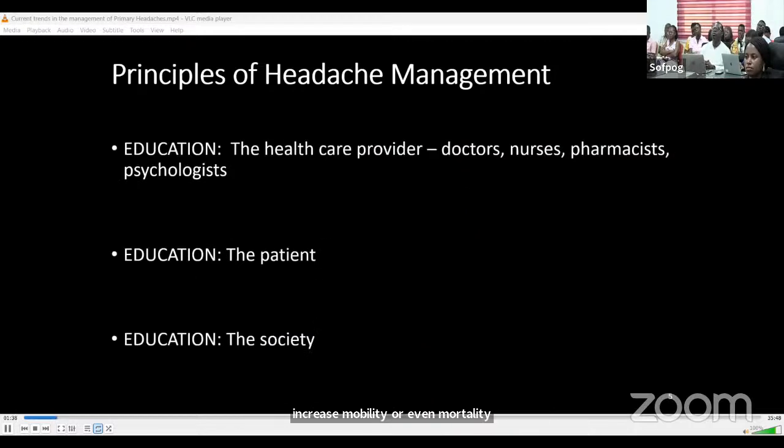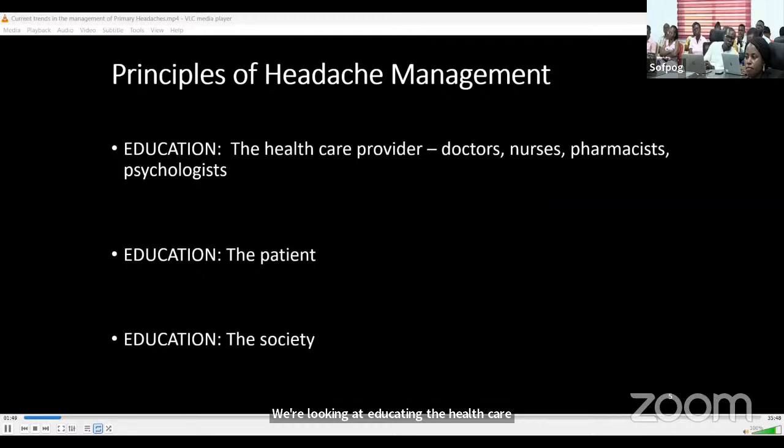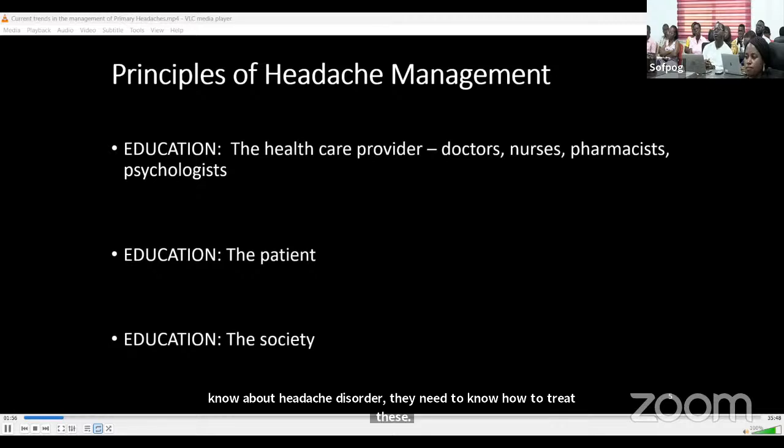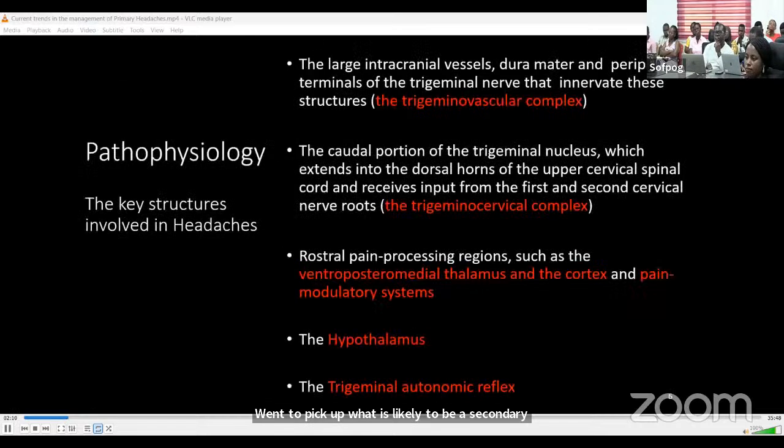The principles of healthcare management involve education, and more education. So it's a 3-tiered approach. We are looking at educating the healthcare provider. So doctors, nurses, pharmacists, psychologists need to know about headache disorders. They need to know how to treat these, okay? And then the patient needs to be educated about their specific headache disorder. And then the society at large needs to be educated about headache disorders, when to pick up what is likely to be a secondary headache disorder, when to report early so that the right interventions can be given.